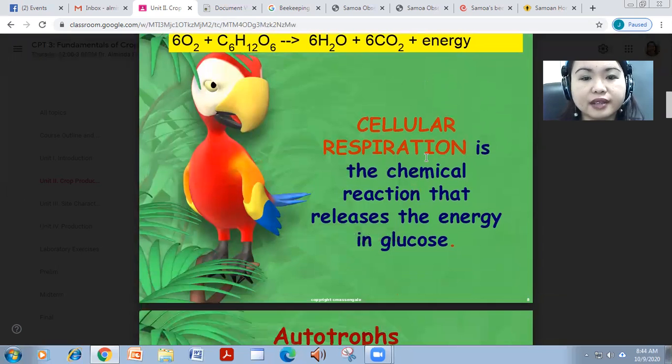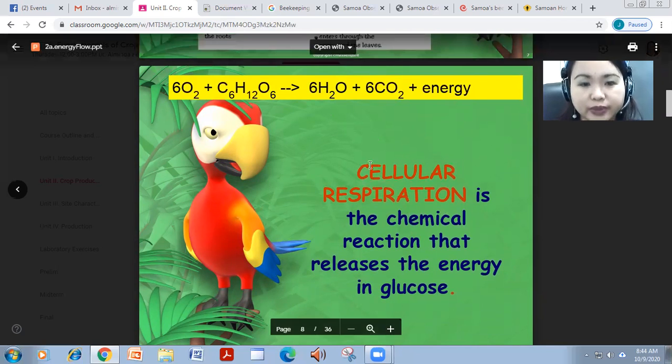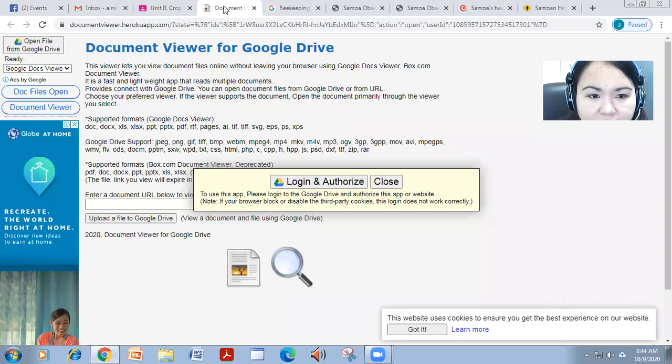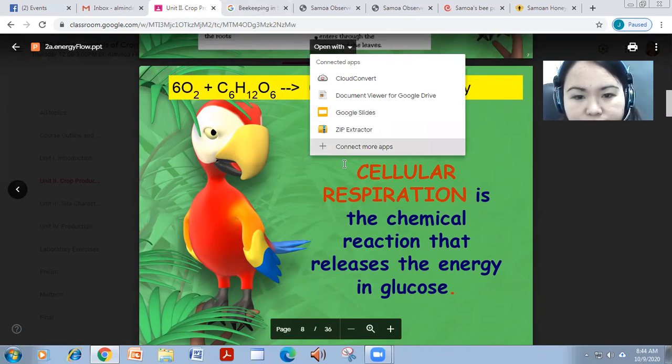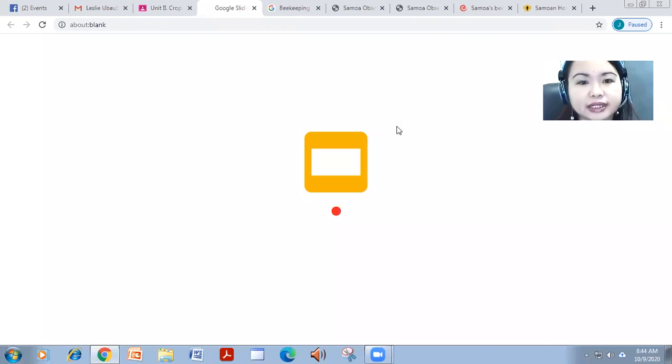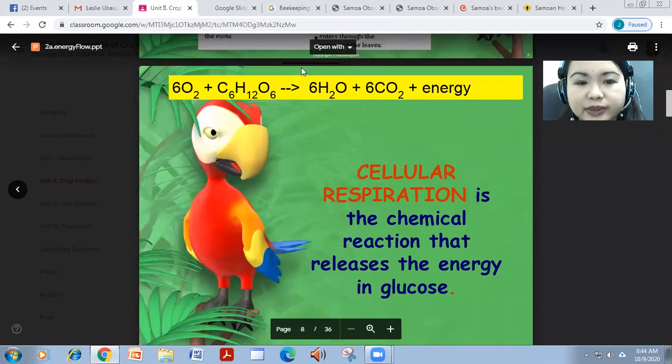So another, after photosynthesis, another is cellular respiration. But let me check here. Oh, it's not opening. I just want to open it in Google Slides, because there are animations here that you might as well see animated, as we continue. So while waiting, let's go back here to cellular respiration.